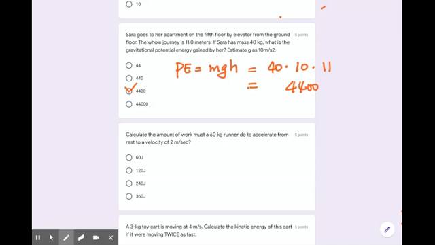Next, calculate the amount of work a 60 kilogram runner must do to accelerate from rest to a velocity of 2 meters per second. So the work here, by looking at your answer, the work here is equivalent to the energy, right? Since that person is moving, it's kinetic energy, half mv squared. So it's half times 60 times 2 meters per second squared, which is 30 times 4, gives you 120.